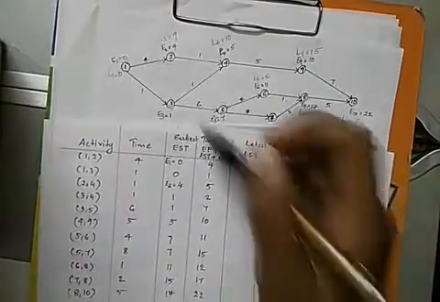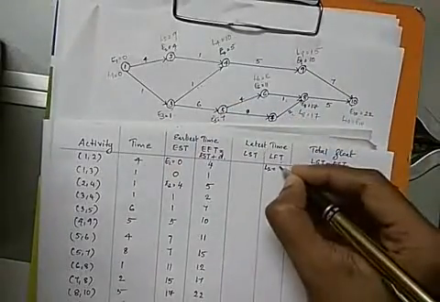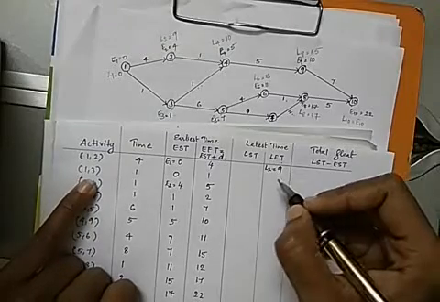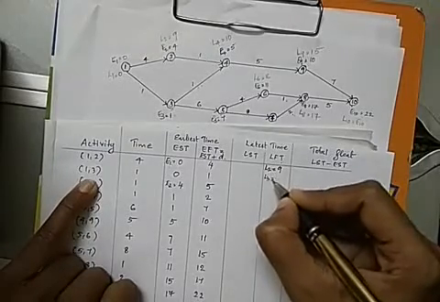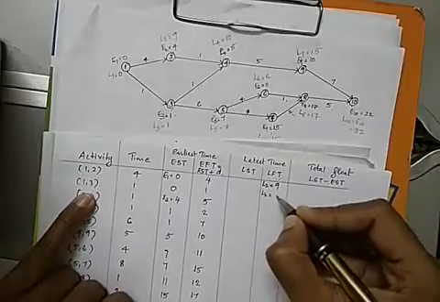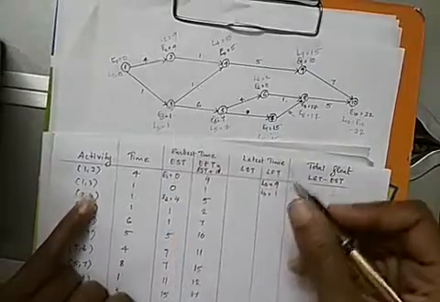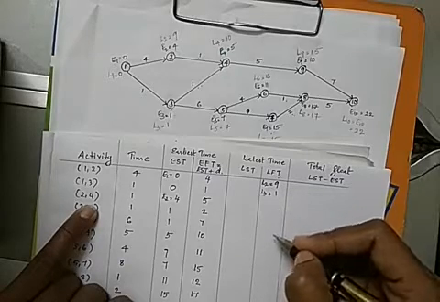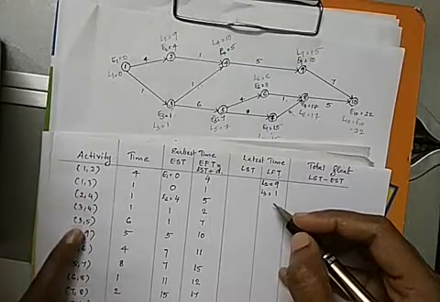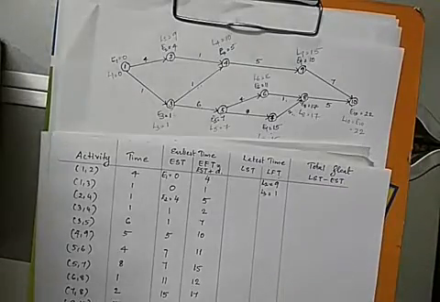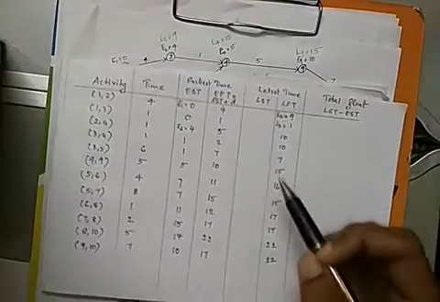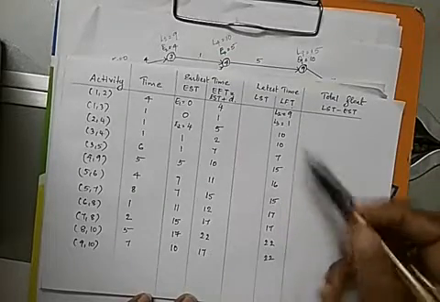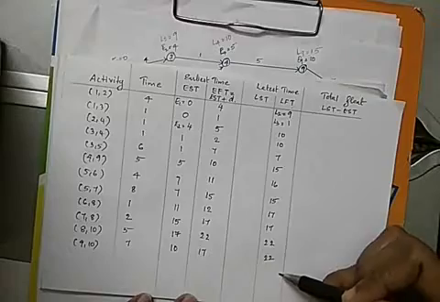Here the value of L2 from the figure is 9. So LFT for the activity 1, 2 is 9. Now LFT for the activity 1, 3 is L3, which is equal to 1. Like this, write the LFT values for each activity. You have to write the L values of the head events. So after writing all the LFT values, you get a column like this.